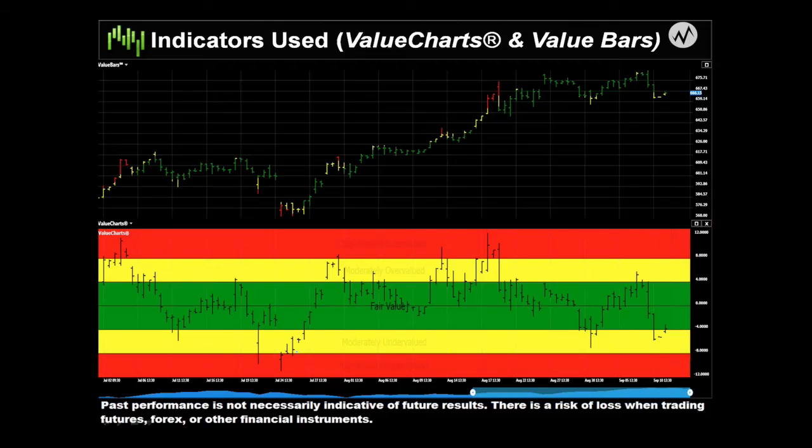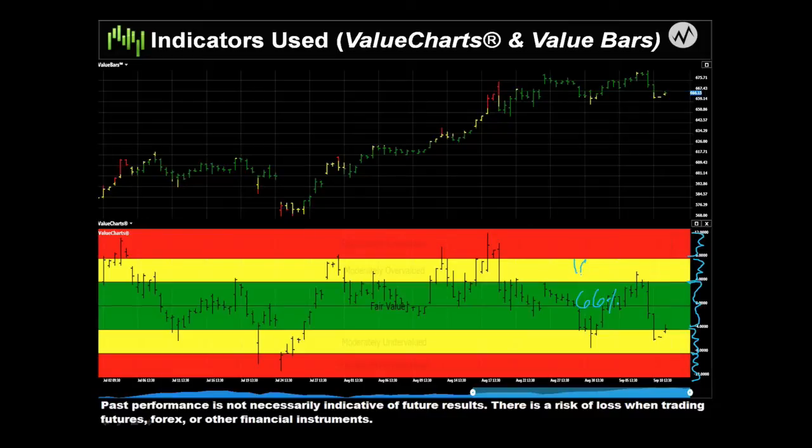Now, what are value charts? What value charts do is they display price in one of 5 color-coded value zones ranging from this center green area here, which is fair value, and then above and below that we have moderately overvalued and moderately undervalued, which are the upper and lower yellow segments. And then above and below that we have significantly overvalued and significantly undervalued, which are the upper and lower red segments.